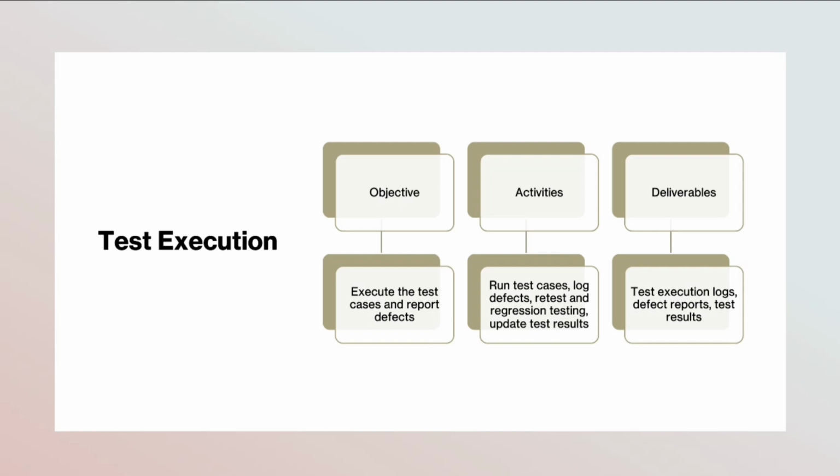And here some activities are there, like we have to run our test cases, log our defects, retest, and the regression cycle comes in here. And we have to update our test results, and update our old test cases if needed. And here some deliverables are there, like the test execution log. We have to create the defect reports and the test results. Those things come from test execution.